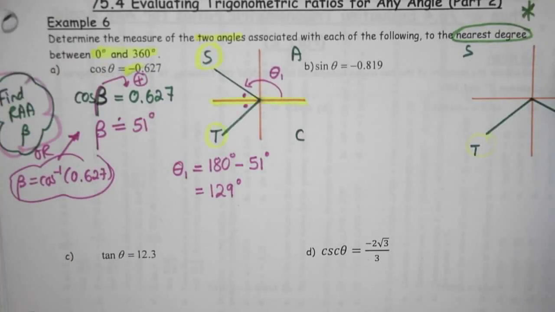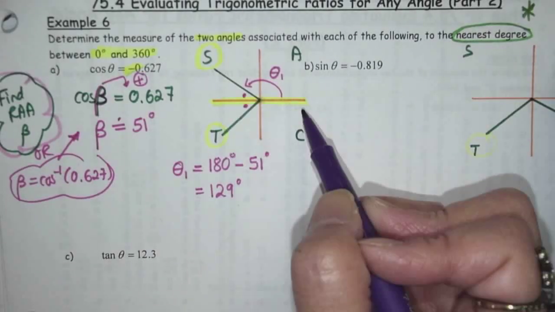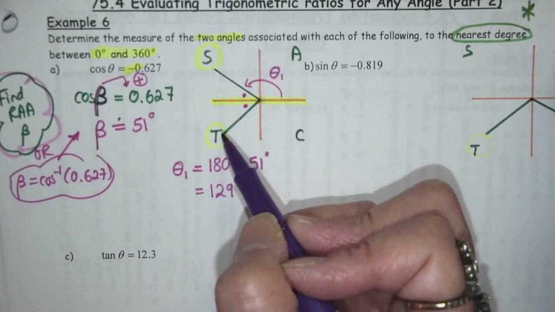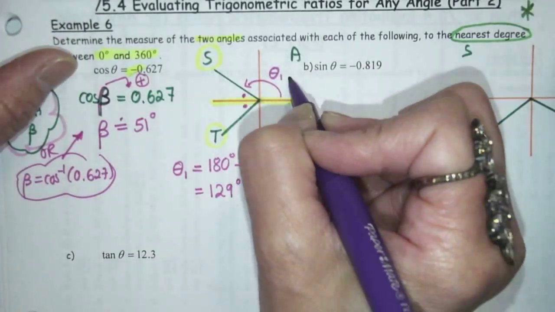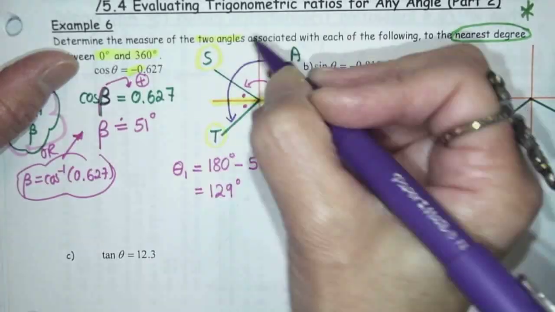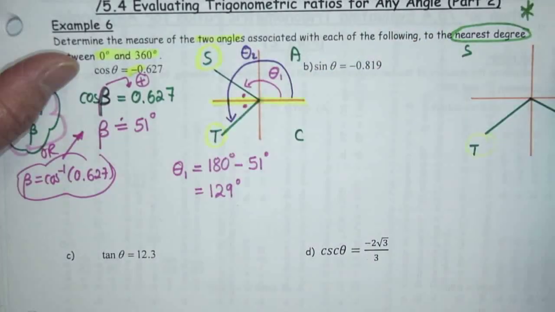Okay, next one. Ready? I want to go to that arm. Starting from the positive x-axis, I want to go to this arm. So flip it all the way around. We're going to go like this, whoosh to here. That'll be my theta 2.